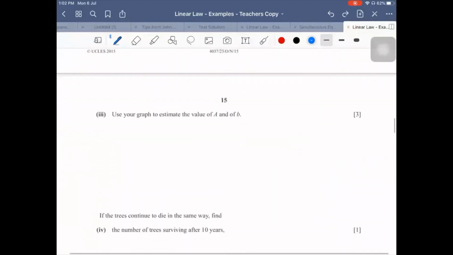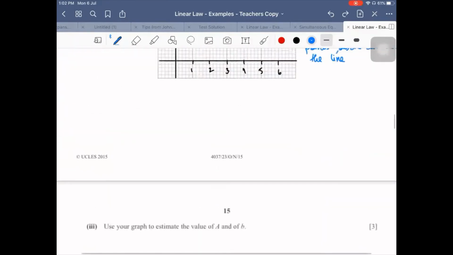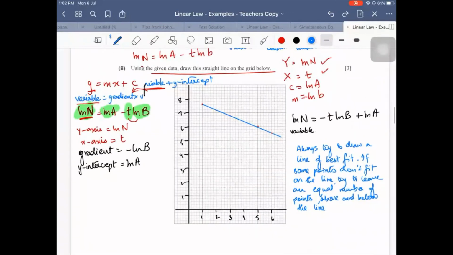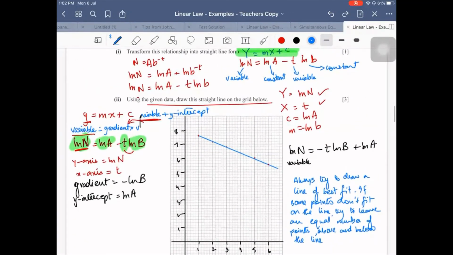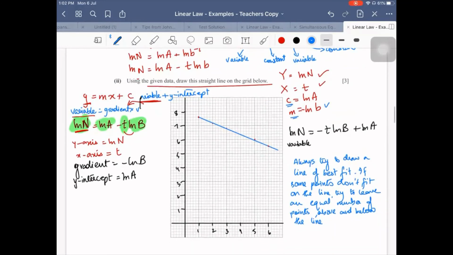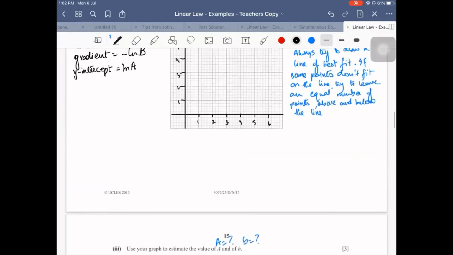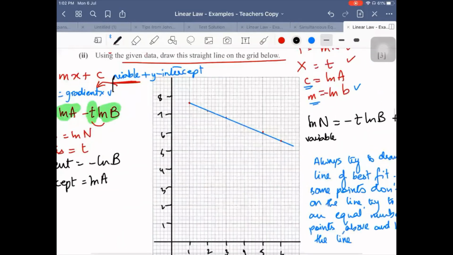अब उसने कहा, use your graph to estimate the value of A and B. हमें पता है कि हमने जो अपनी relationship transform की थी उसमें A क्या चीज हो गई थी? A was the y-intercept and B was the gradient. सही है? So if I want to find A and B, I will have to use the gradient and the y-intercept. सही है? तो मैंने यहाँ पे लिख दिया कि y-intercept जो है वो ln A था. Okay.